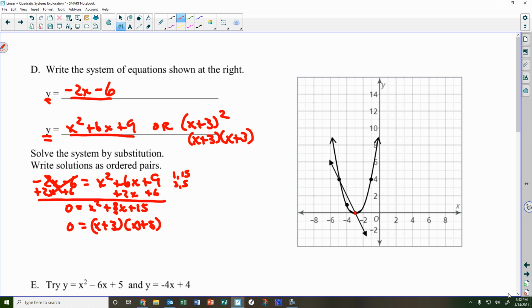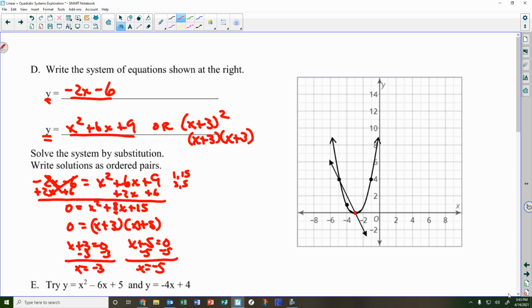So now we set them both equal to 0. This board is giving me all kinds of problems. I'm going to subtract 3 to both sides, so I get x equals negative 3 and x equals negative 5. Okay.